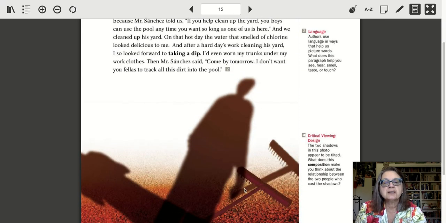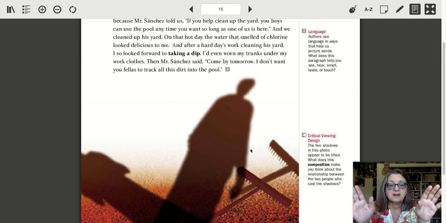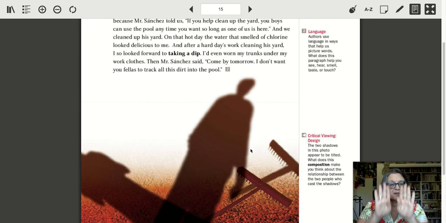Also, using the picture cues. The two shadows in this photo appear to be tilted. What does this composition make you think about the relationship between the two people who are casting those shadows? Because when people are working together, I see them as parallel to each other. So the fact that they're at angles makes me think more of conflict.